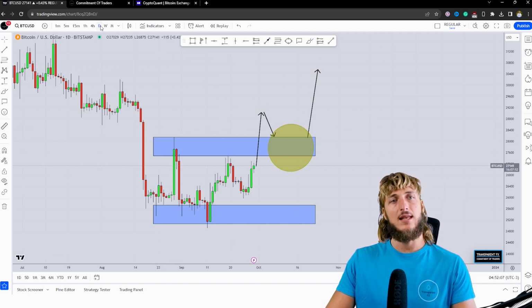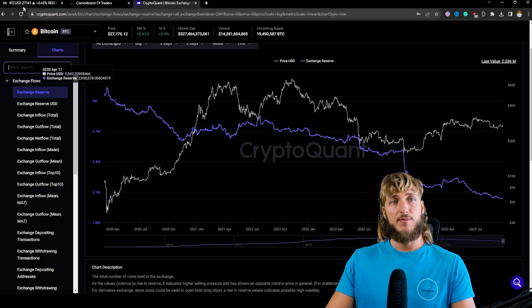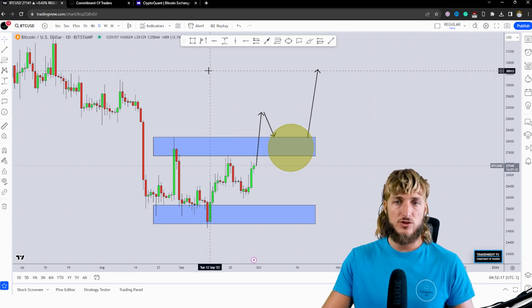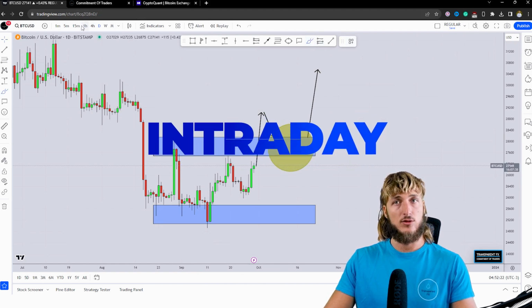The monthly, weekly, and daily combined with the CO2 data and the on-chain data, those are the best time frames from a directional perspective. However, when it comes to confirmations and entries, the best time frames are the intraday time frames, so 4 hour and lower.